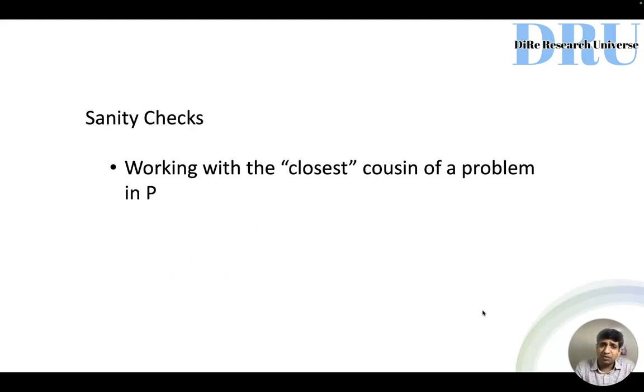Some of the sanity checks of this work: we are working with the closest cousin of a problem in P, namely the vertex cover problem on 2 regular graphs. There are multiple approximation algorithms possible out of the algorithm which we are working on, which will improve the bound of the 2 approximation algorithm that we have.